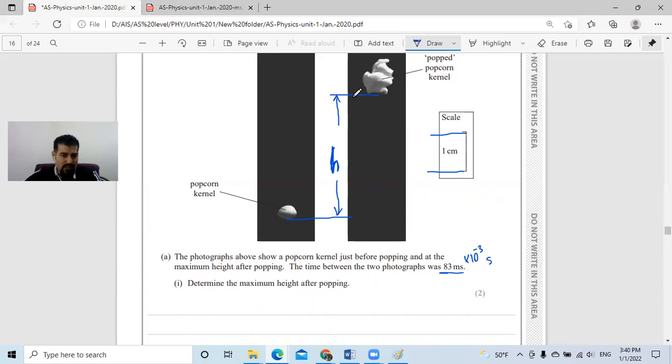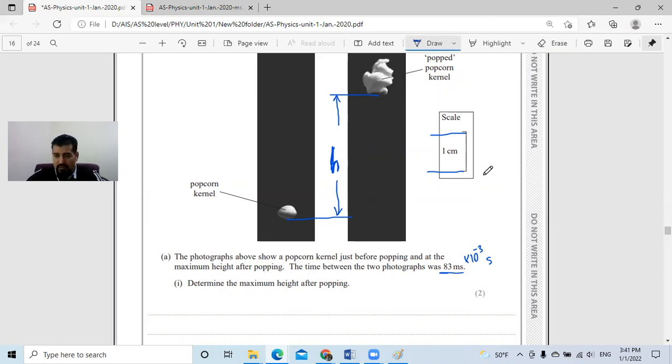Now we have to know the maximum height. I want you to use your ruler to tell me the distance that you measured here. Determine the maximum height. Can we use distance equals ut? Do I have u? No. So what do I have here? I will not use ut plus half at squared. I can use the equation with v, because v here is the final speed.